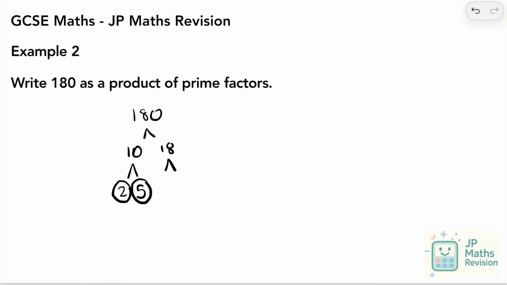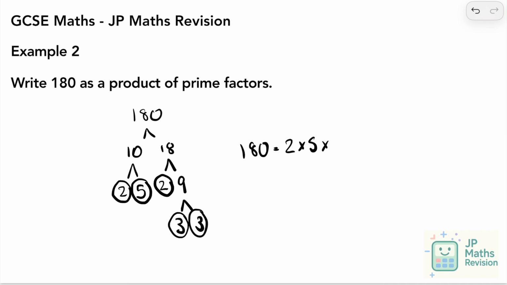And now we're going to look at 18. So 18 can be broken down into 2 and 9. Looking at these two numbers, the only number that's prime is 2, so I'm going to circle the 2. And I can break 9 down further into 3 and 3. So I'm going to circle my two 3s, and then we're done because all numbers are circled. So I can write my 180 as a product of these numbers. So we can write 2 times 5 times 2 times 3 times 3.